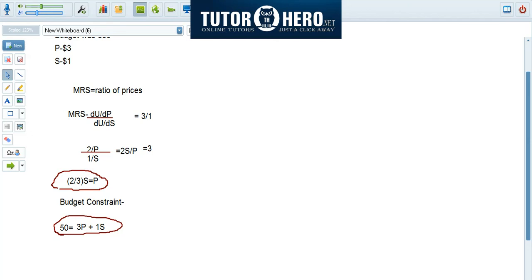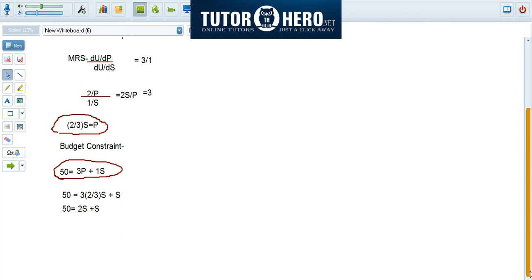So if 50 equals 3p plus 1s, and p equals 2/3 s, then we can rewrite this as 50 equals 3 times 2/3 s plus s, which can then be expressed as 50 equals 2s plus s, or 50 equals 3s. And so s is going to equal 50 over 3. So this is your utility maximizing choice of soda.